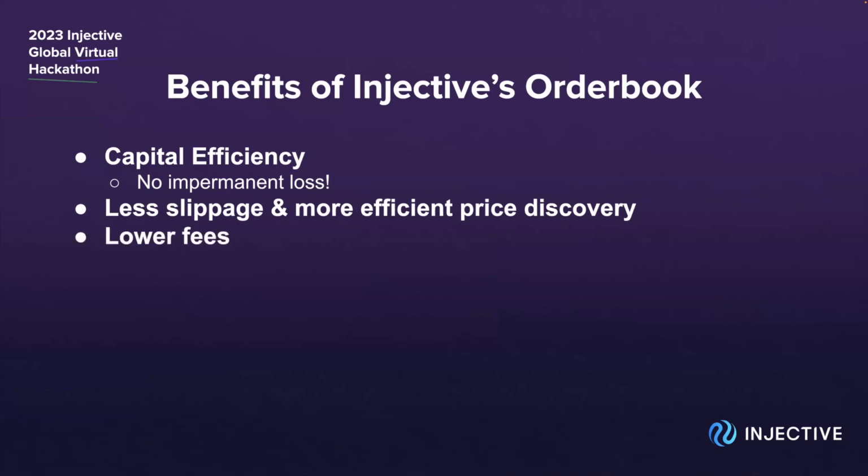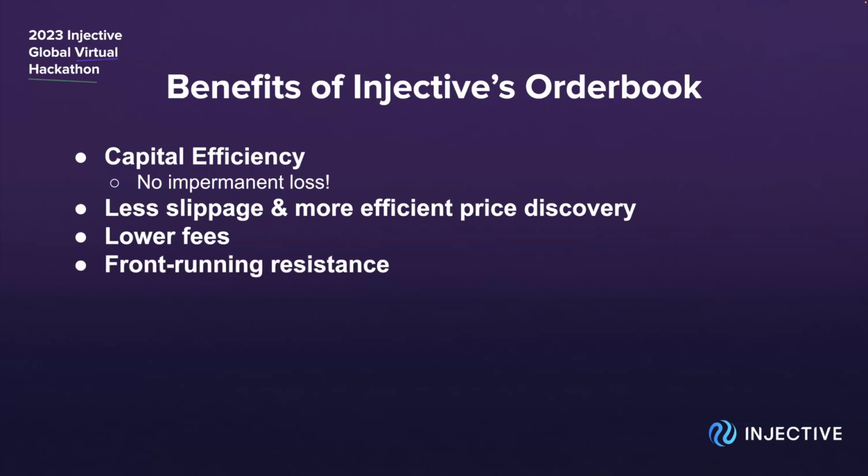On Injective in particular, you also have lower trading fees, and oftentimes on the maker side, you even get a rebate, so you get paid to trade. Whereas in an AMM, you have quite high fees, typically on the order of 0.3% or so, to compensate for the liquidity that these AMM LPs are providing.